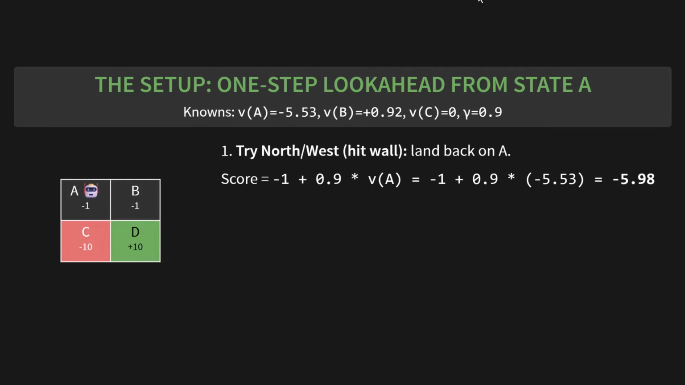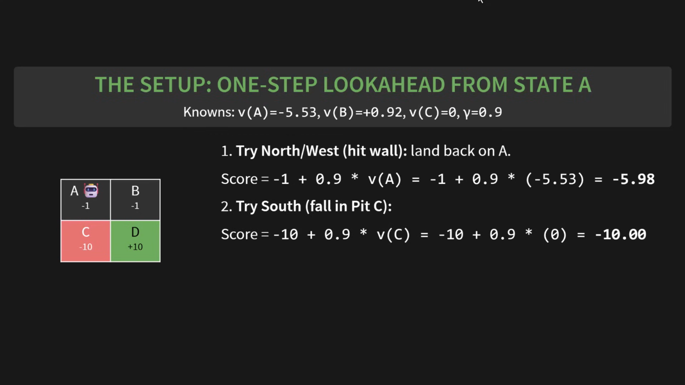First, what if we try going north? Well, we hit a wall and land back on A, so the score is a -1 reward plus our discounted value of A. Let's see. -1 plus 0.9 times -5.53 gives us about -5.98. Not great. Going west is the same story. You hit a wall, so the score is also -5.98.